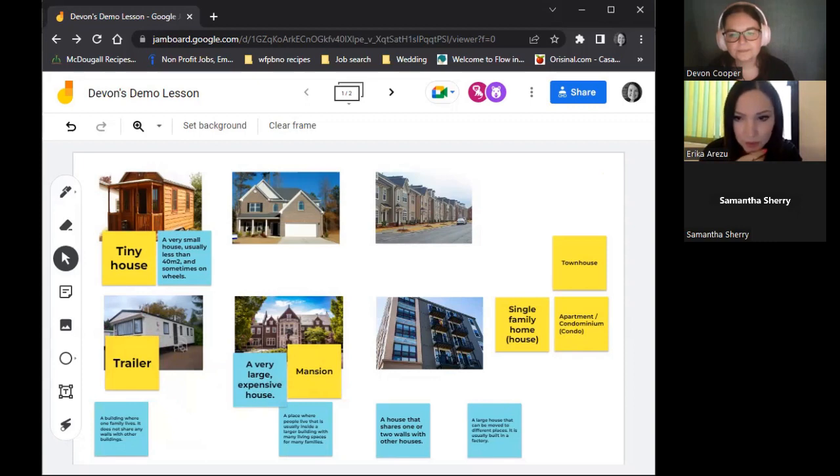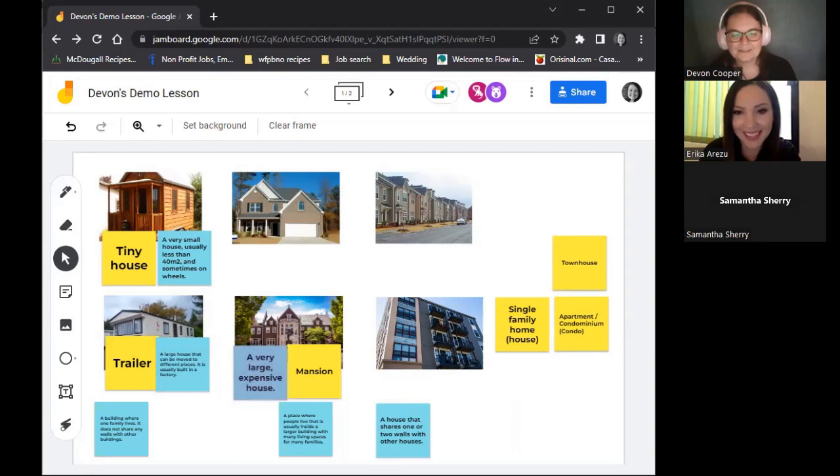Something with wheels. It's not here. Is it that one? A large house that can be moved to a different place. Okay, it can be moved. Wow, that's crazy. Who would want to move their house? Yeah, exactly. Interesting, interesting.